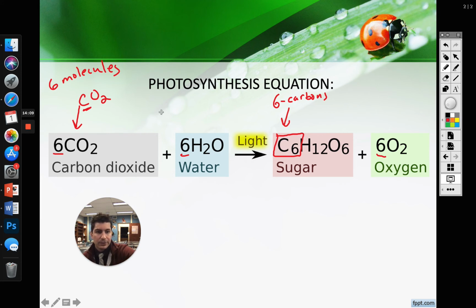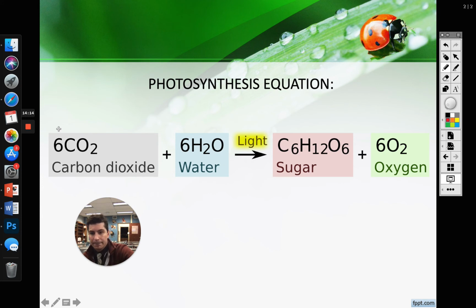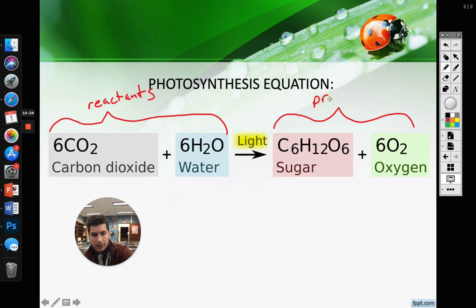But that's your overall photosynthesis equation, guys. These over here are our reactants. So our reactants of photosynthesis are carbon dioxide, water, and sunlight. And our products are going to be our glucose, or our sugar, and our oxygen.